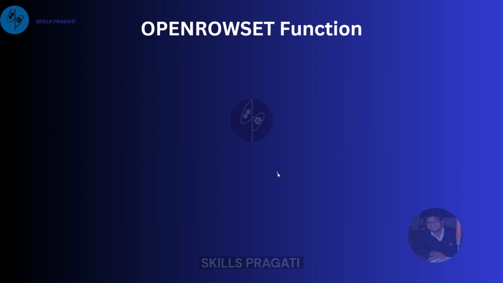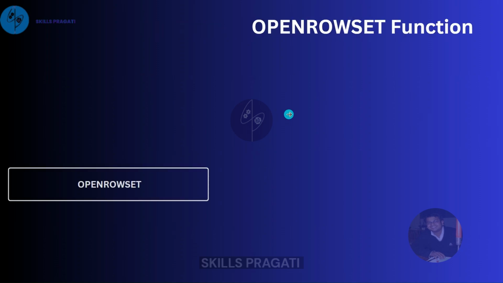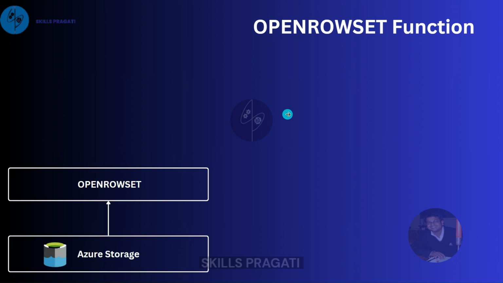Welcome back. In this session, I would like to give you a quick introduction to the OPENROWSET function. Synapse Serverless Pool offers a function called OPENROWSET to read remote files without loading them into tables or creating external tables. The OPENROWSET function allows us to read files from Azure Storage. It reads the contents of the remote data source, for example, a file in the Azure Storage, and returns the contents of the file as a set of rows with columns.